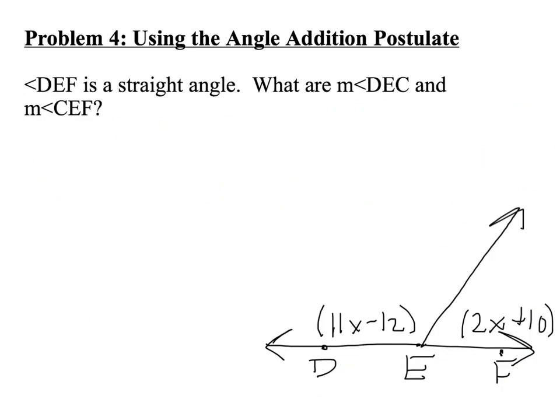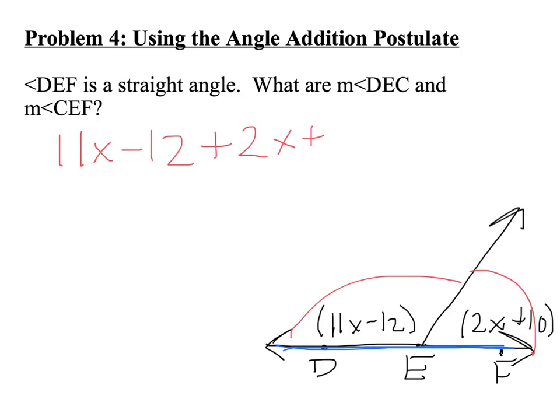For this next problem, it's telling me that DEF is a straight angle. So there's 2 things I know here. I know that this angle right here is a straight angle. And I know that this would be my big part. So just like before, I have my small and my small right here equal my big. So I can say 11x minus 12, that's a small part, plus 2x plus 10, that's another small part, is equal to 180. Because a straight angle is equal to 180. Right now you should pause and solve for x.